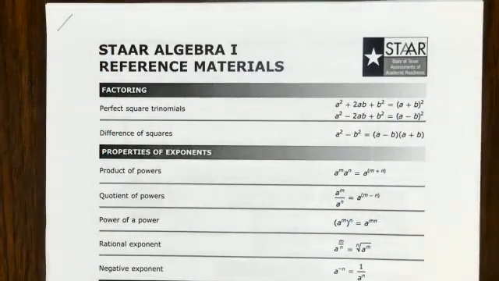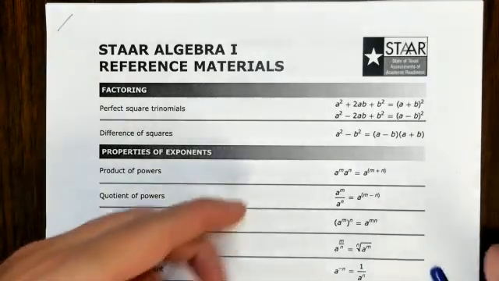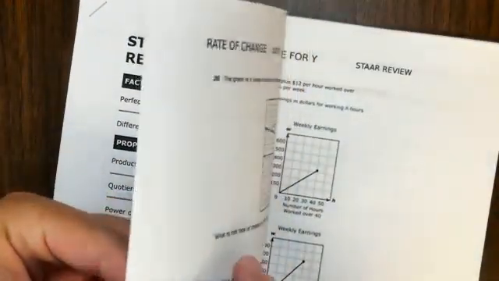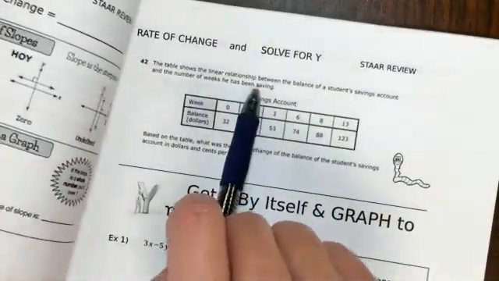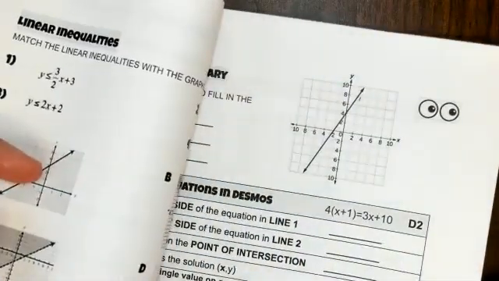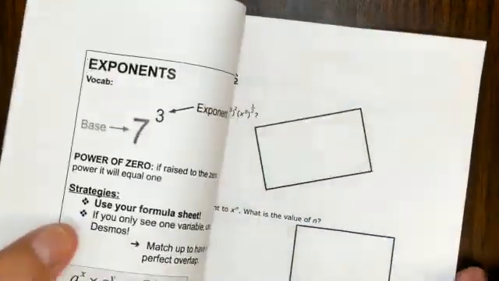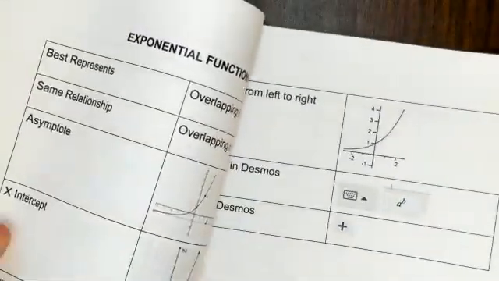There's 5 sections to it. It is all in this packet right here. So this is everything that we're going to do. We're going to start on our first one. We're going to talk about rate of change and solving for y. But there's rate of change, solving for y. There's linear functions. There's quadratics. There's exponents with domain and range. And then we have exponential functions.